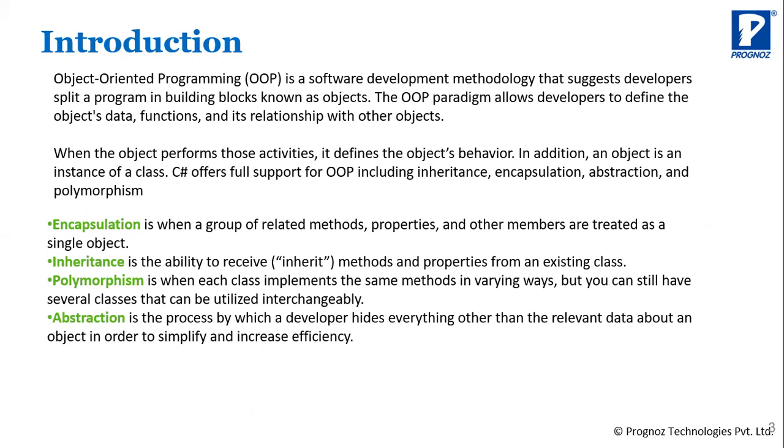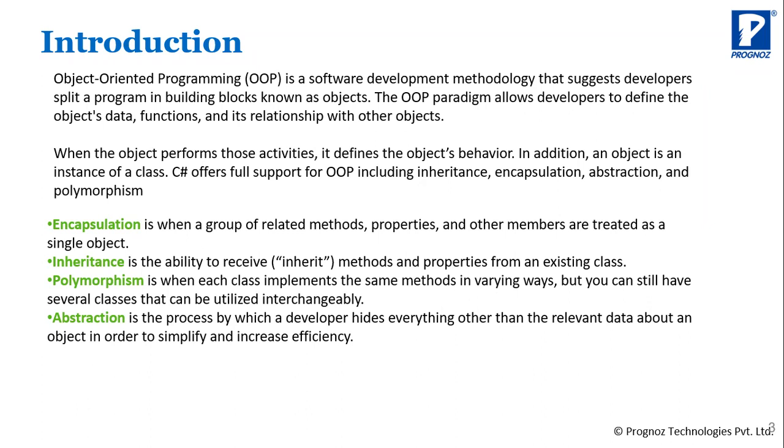In addition, an object is an instance of a class. So we can call an object an instance of a class. For example, human is a class, and male and female will be instances of that human class. Vehicle is a class, then two wheeler, three wheeler, four wheeler will be objects of that class. This way we can represent the object of the class. The object is nothing but an instance of a class. And what is a class? The class is nothing but a blueprint or template through which we can create different objects to perform certain actions. C Sharp offers full support of object oriented concepts.